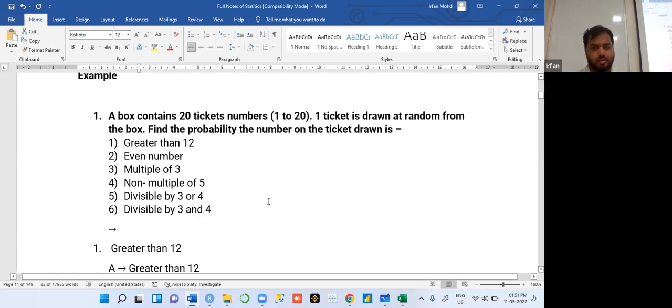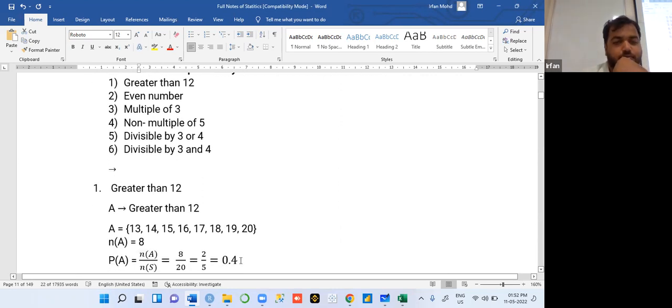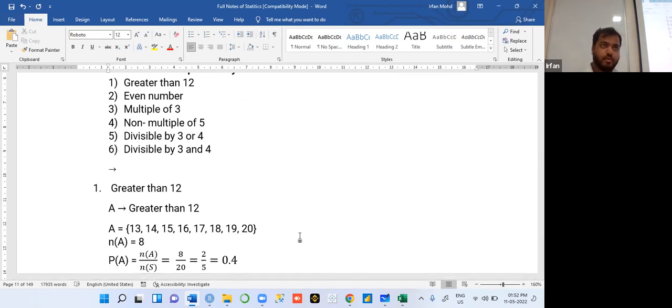Okay. First is greater than 12. How many are greater than 12? 8. What is the probability? Percentage. 0.4. Always give probability in percentage, not in fraction. Solve the second one. Done for all.